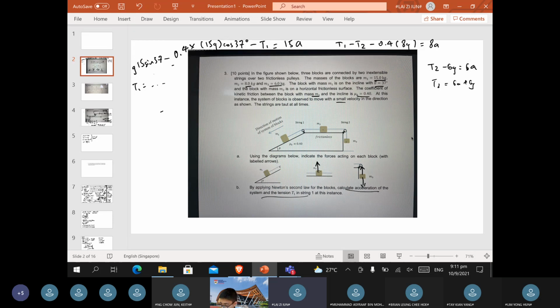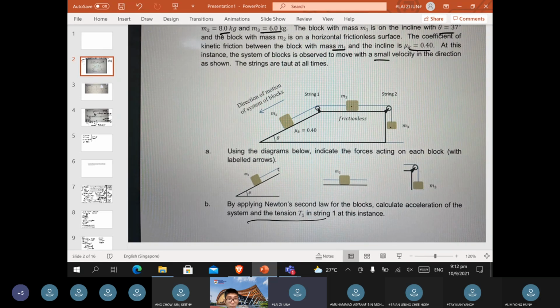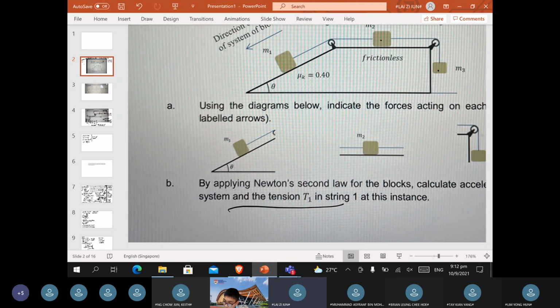I think it should be quite easy, right? Let me just move this away. We look at the first one. Let me zoom in a bit. We know that there's definitely a tension force, so I'll put it here. There's a weight, mg. There's a normal contact force, Fn. And there's friction as a result of the normal contact force, that's Fk.